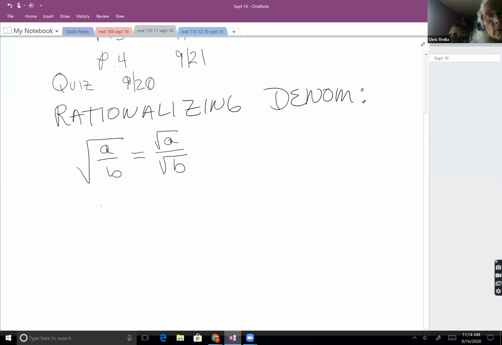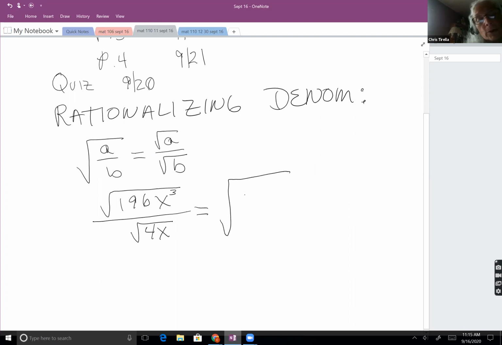I'm going to pick up that first example that we were looking at, the square root of 196 x to the third over the square root of 4x. Here we've got that radical in the denominator, but this time I'm going to put them together using that quotient rule backwards. The square root of 196 x to the third over 4x. I can combine them because they're both square roots. Now I think I can divide this fraction out.